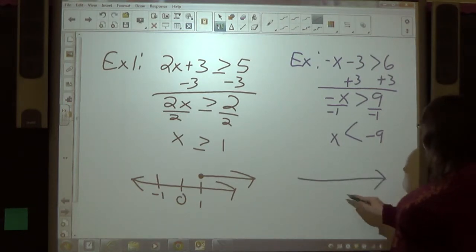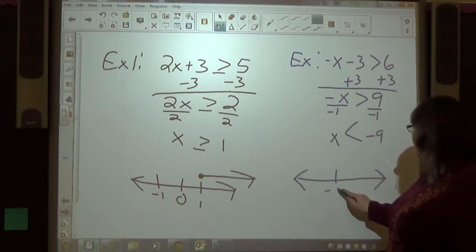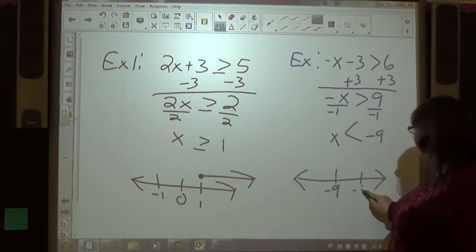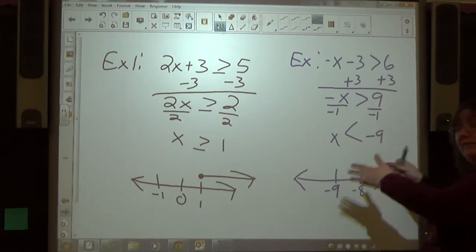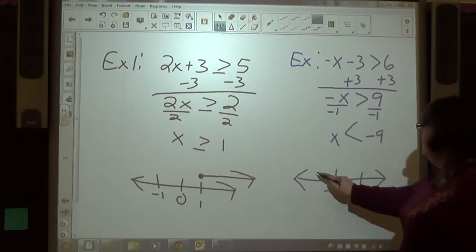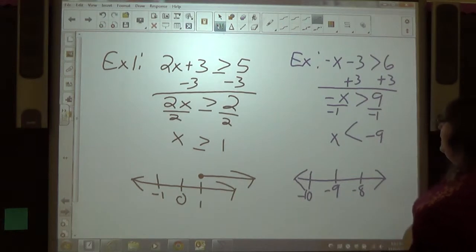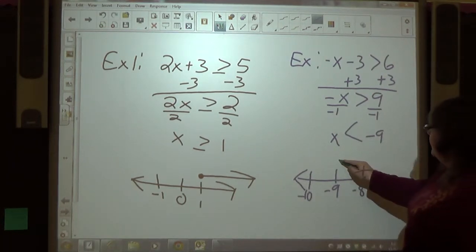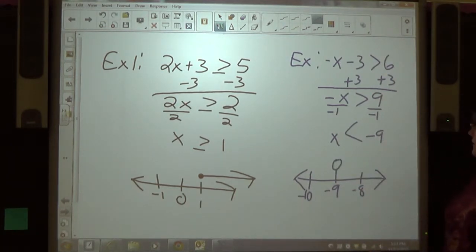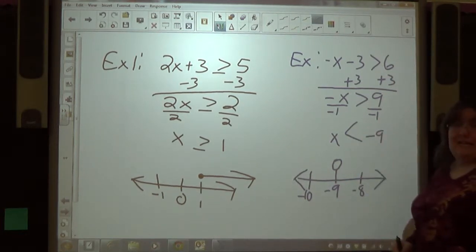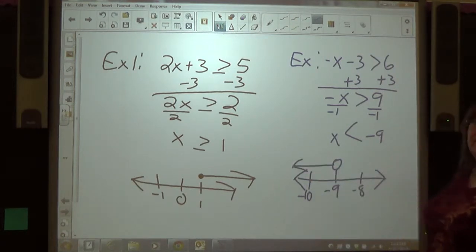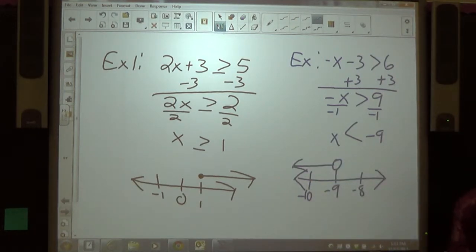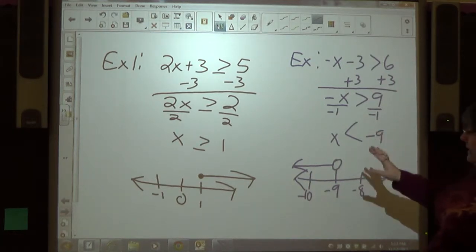So on the number line, here's my -9. Here's -8. Remember, this is where 0 is over here to the right. So I have to have -8 there because it's closer to 0. And then -10 here. And this is an open dot at -9. Open circle. Okay, x is less than -9. That means my arrow shoots off left. Alright? Simple inequalities. So you'll be solving some of these.